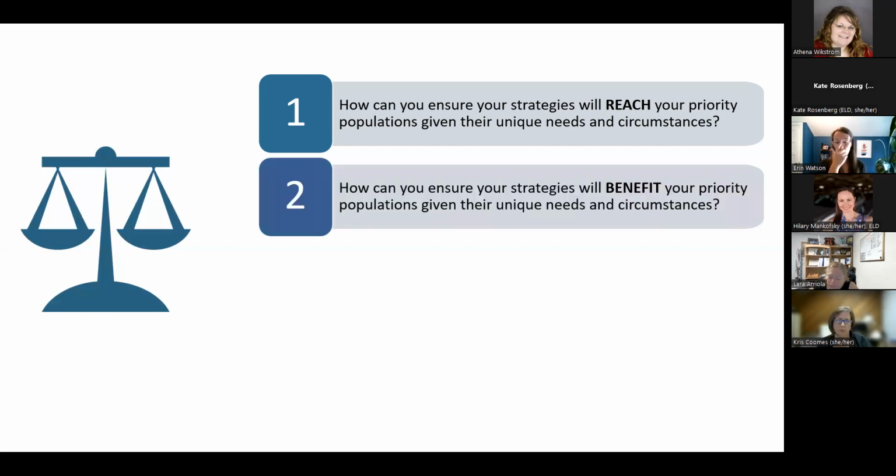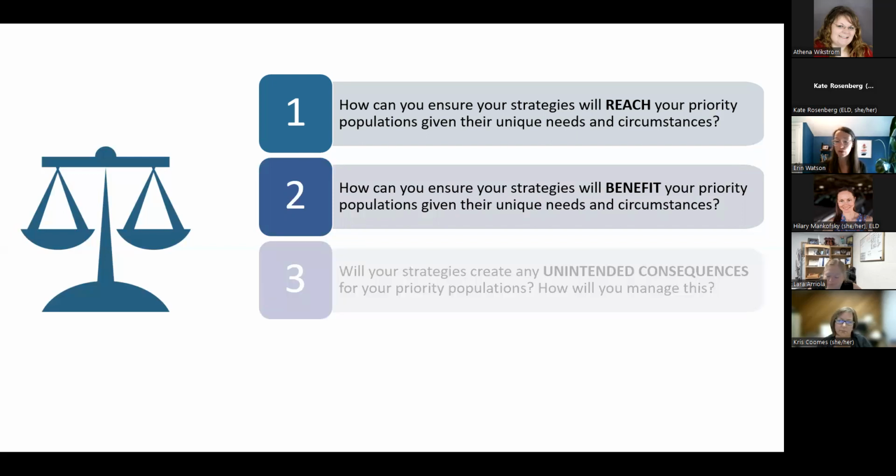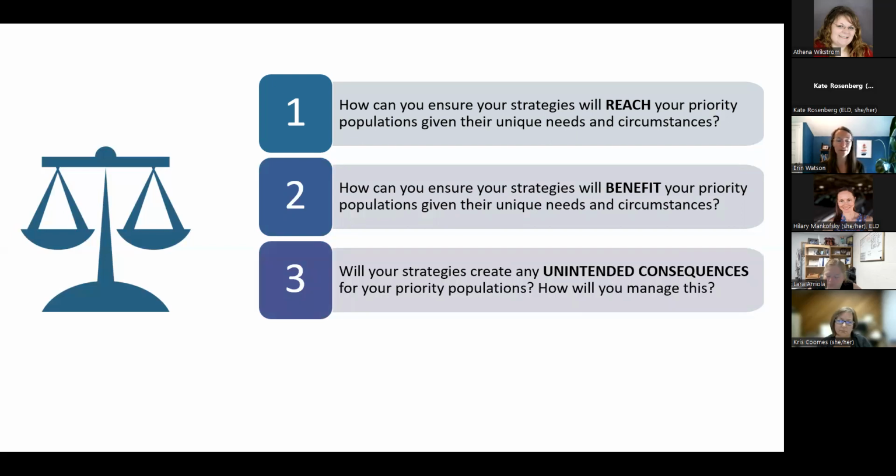Similarly, will those strategies ultimately benefit those populations? Sometimes it's not enough just to reach people. They have to be designed in ways that are actually going to meet their unique needs and circumstances. This is not always a given. Third, you can ask yourself, are these strategies going to create any unintended consequences for our priority populations? How are we going to manage this?